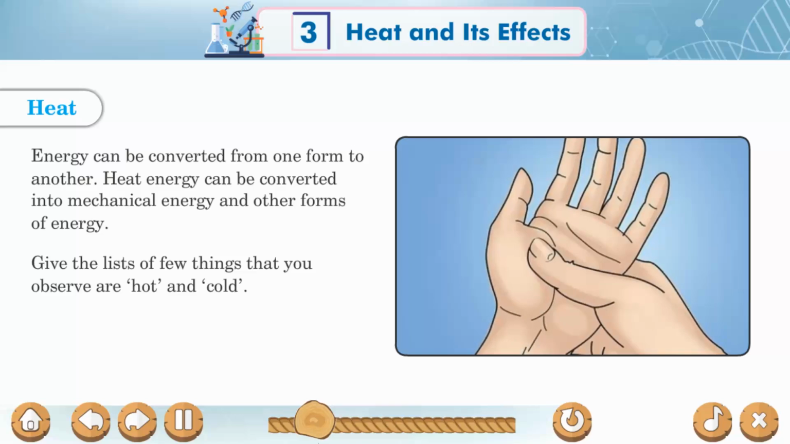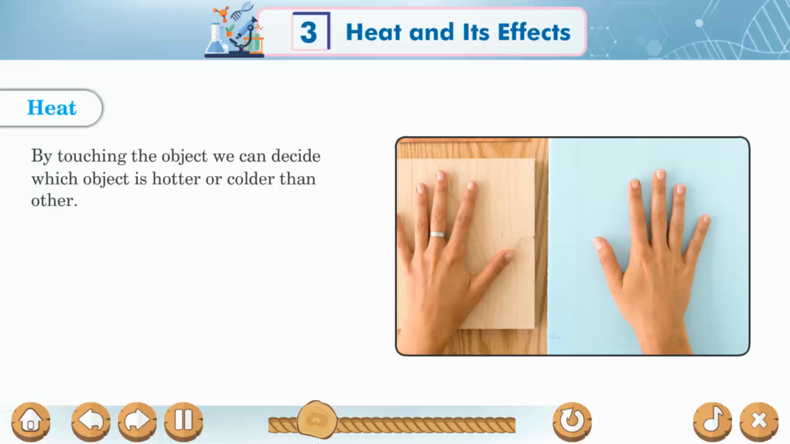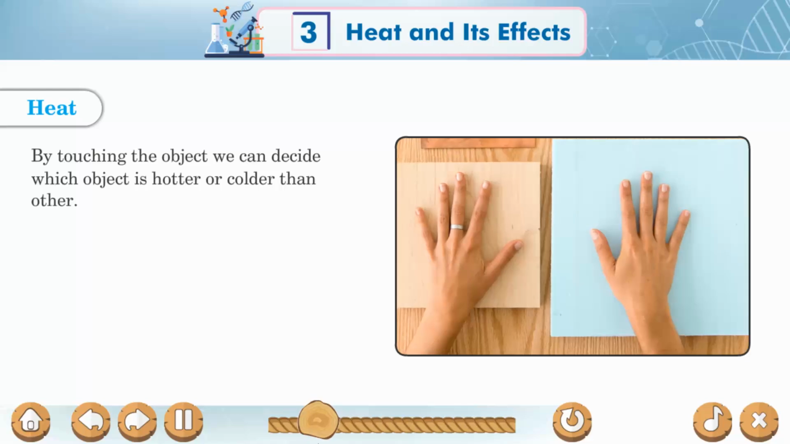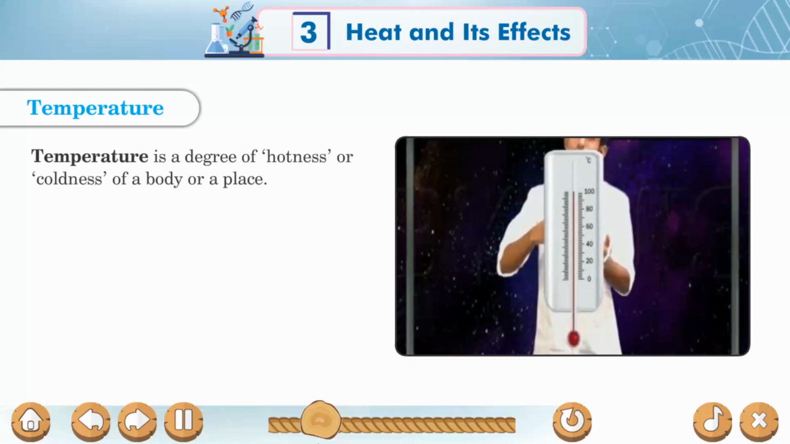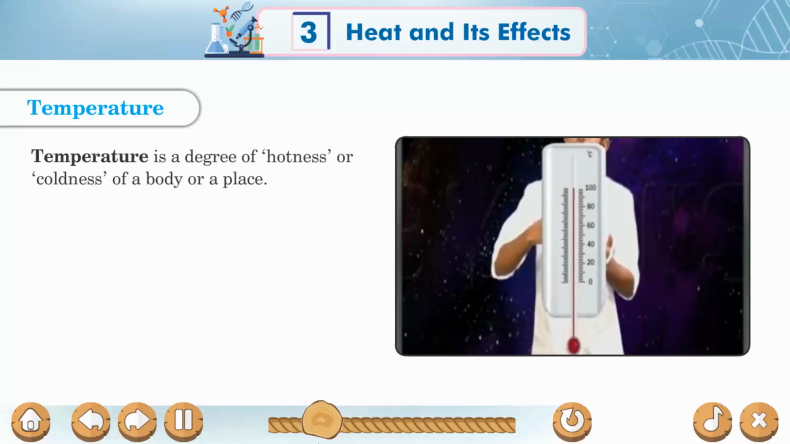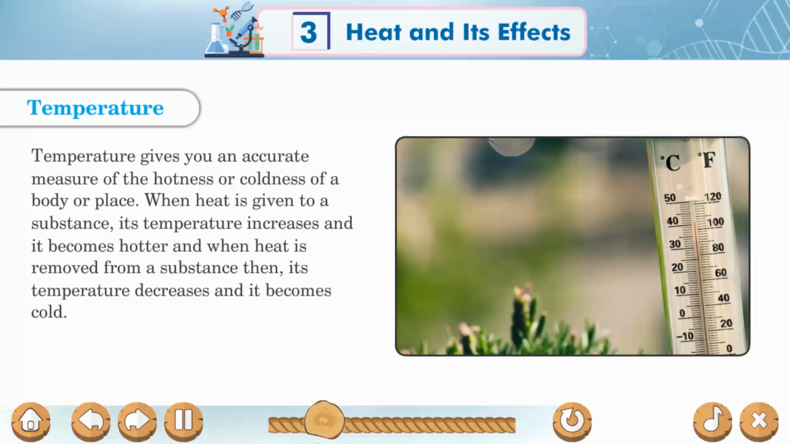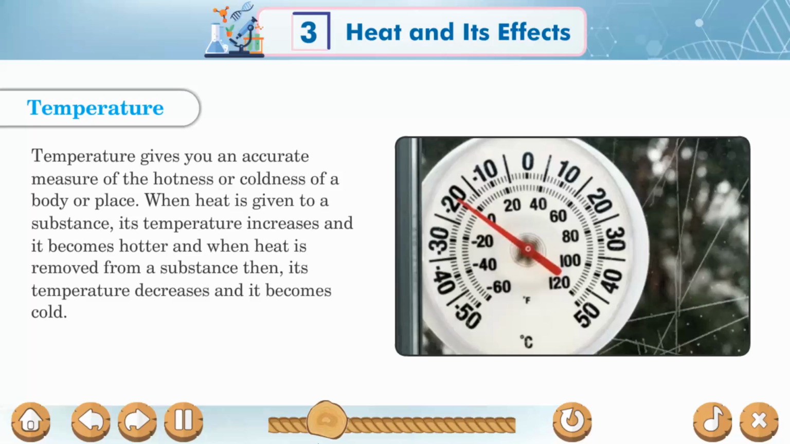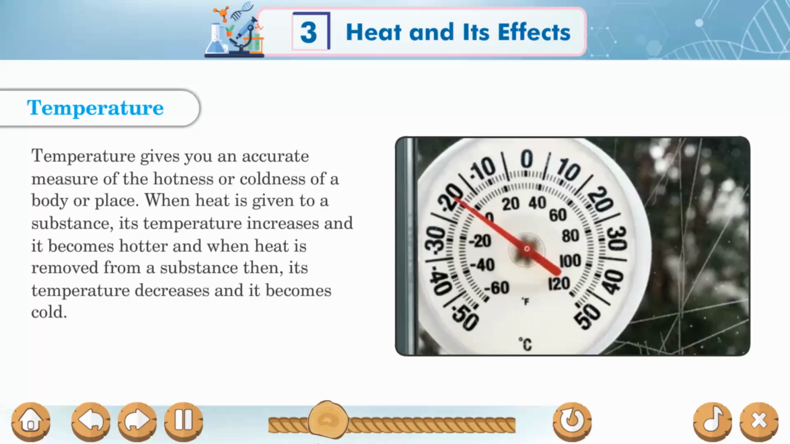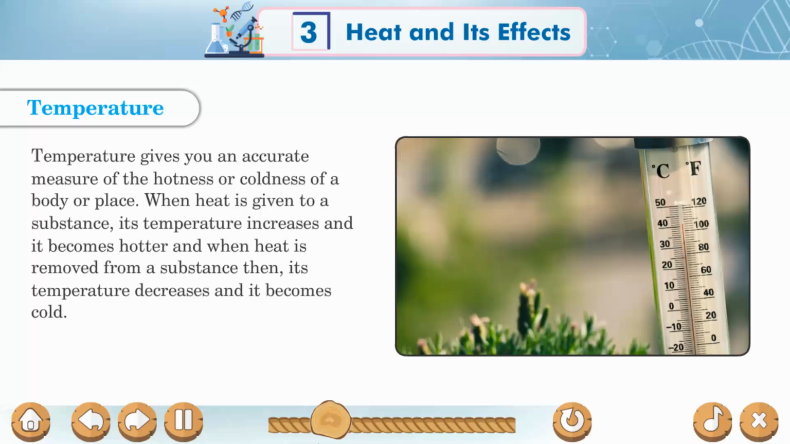Give the lists of few things that you observe are hot and cold. By touching the object, we can decide which object is hotter or colder than other. Temperature. Temperature is a degree of hotness or coldness of a body or a place. Temperature gives you an accurate measure of the hotness or coldness of a body or place. When heat is given to a substance, its temperature increases and it becomes hotter. And when heat is removed from a substance, then its temperature decreases and it becomes cold.